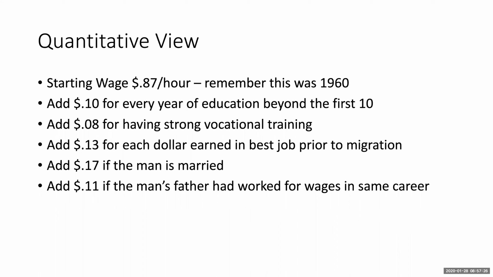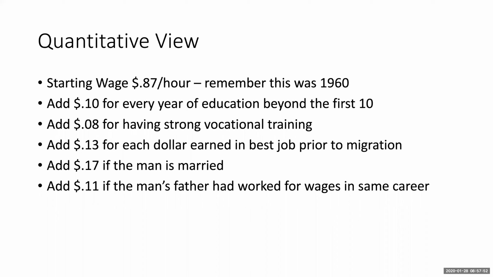So maybe they have been a blacksmith, maybe they have been a carpenter, who knows. 13 cents for each dollar earned in the best job prior to migration. So if they had a job working in a factory, something like that, 17 cents if the man is married, 11 cents if the man's father had worked for wages in the same career. Now, those last two things, why do you think that they asked that?